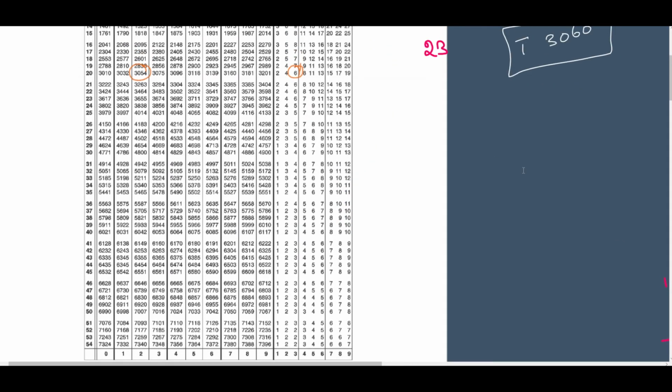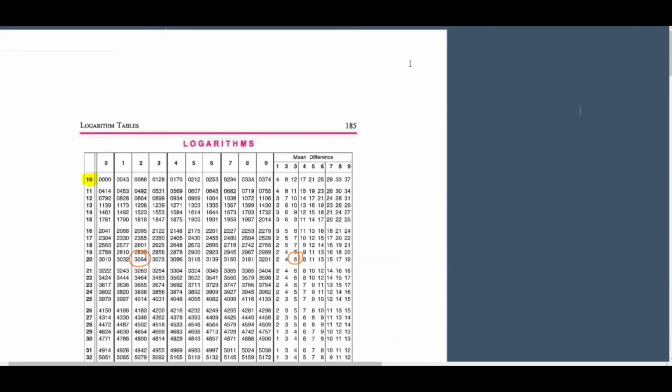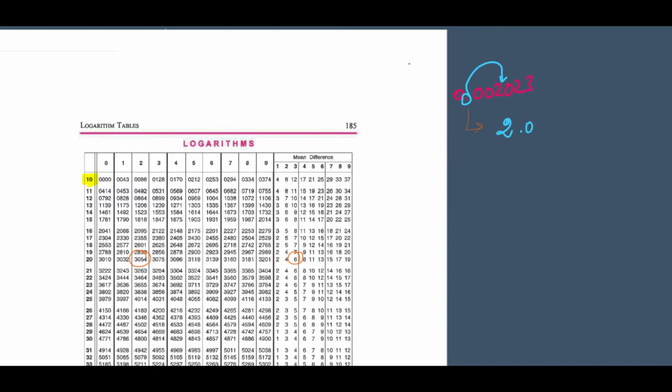So in case 0.00 was there, how will we do it? Once again I will repeat. My number was 0.002023. If it is like this, how can we go? The first thing, we have to convert the decimal point. First I am going to take 2023. How many digits did I cross? 3. So 10 power minus 3.